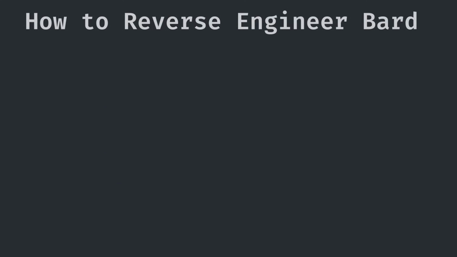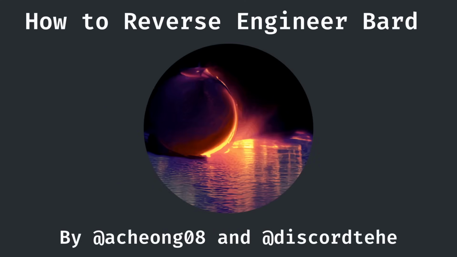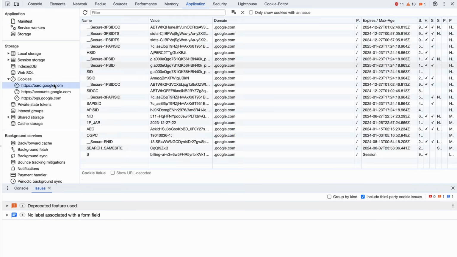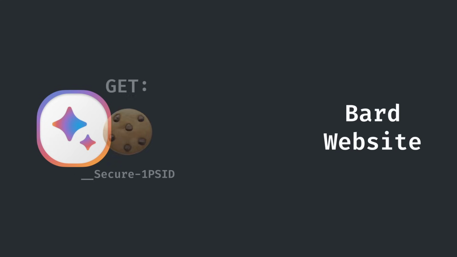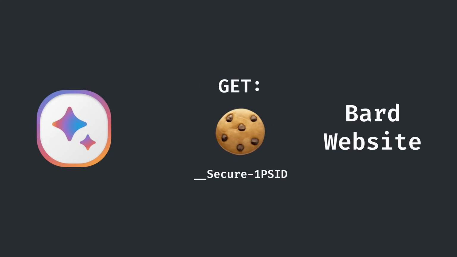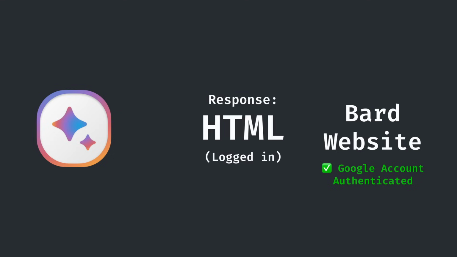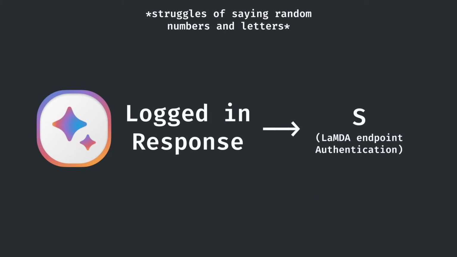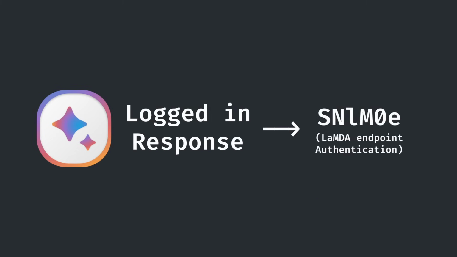The idea behind reverse engineering Bard, created by Antonio Chiang, is relatively simple. As a form of an API token, the user has to copy a Google account identifying cookie from their browser console. Then, sending in the cookie in the header of a GET request to Bard would make the website think that they were logging into their Google account. Then, by combing through the response HTML, we would then extract a verification ID, known internally as an SNLM0E, that authenticated the actual Lambda API endpoint.